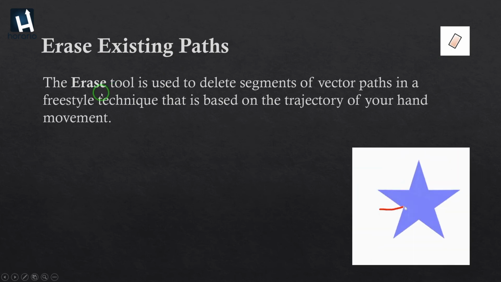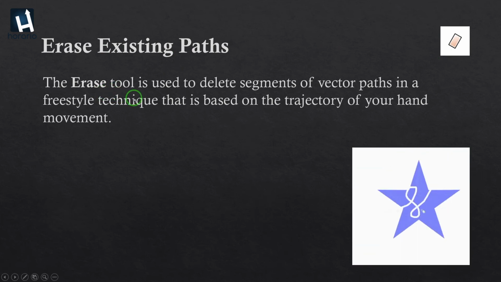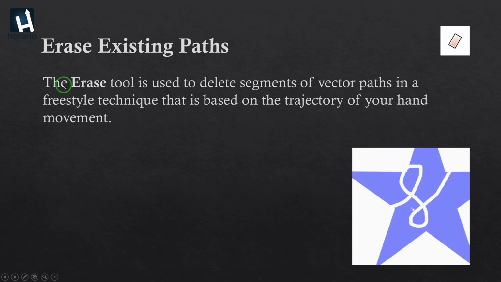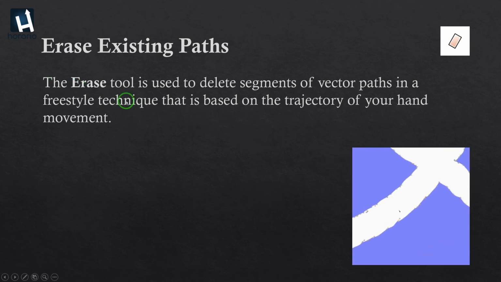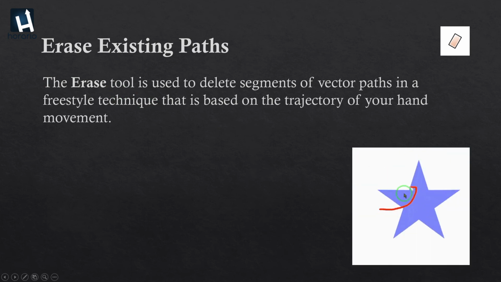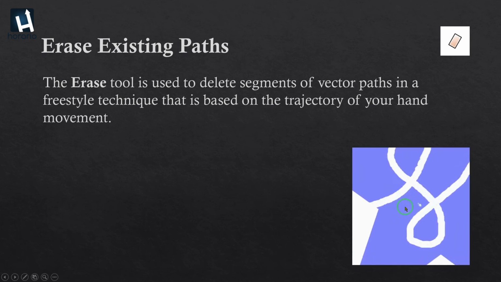The erase tool is used to delete segments of a vector path in a freestyle technique that is based on the trajectory of your hand movement. Okay, so suppose you have a shape like this is star and you use this tool to remove a trajectory of your hand. It's a freehand brush tool but also an eraser.